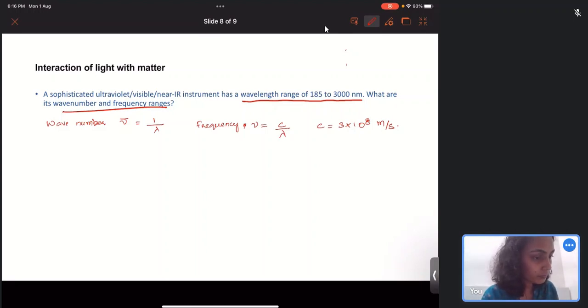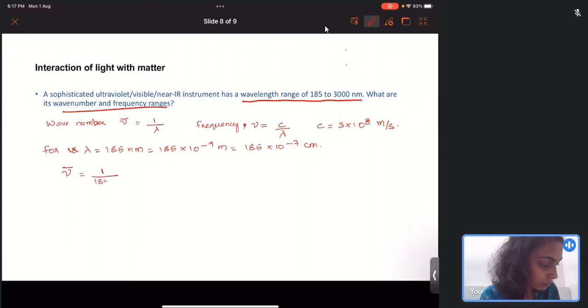Okay, so for lambda equal to 185 nanometers, that corresponds to 185 into 10 to the power minus 9 meters, or 185 into 10 to the power minus 7 centimeters. Nu bar is equal to 1 divided by 185 into 10 to the power minus 7 centimeters. When you do the math, it will be 54054 centimeter inverse.